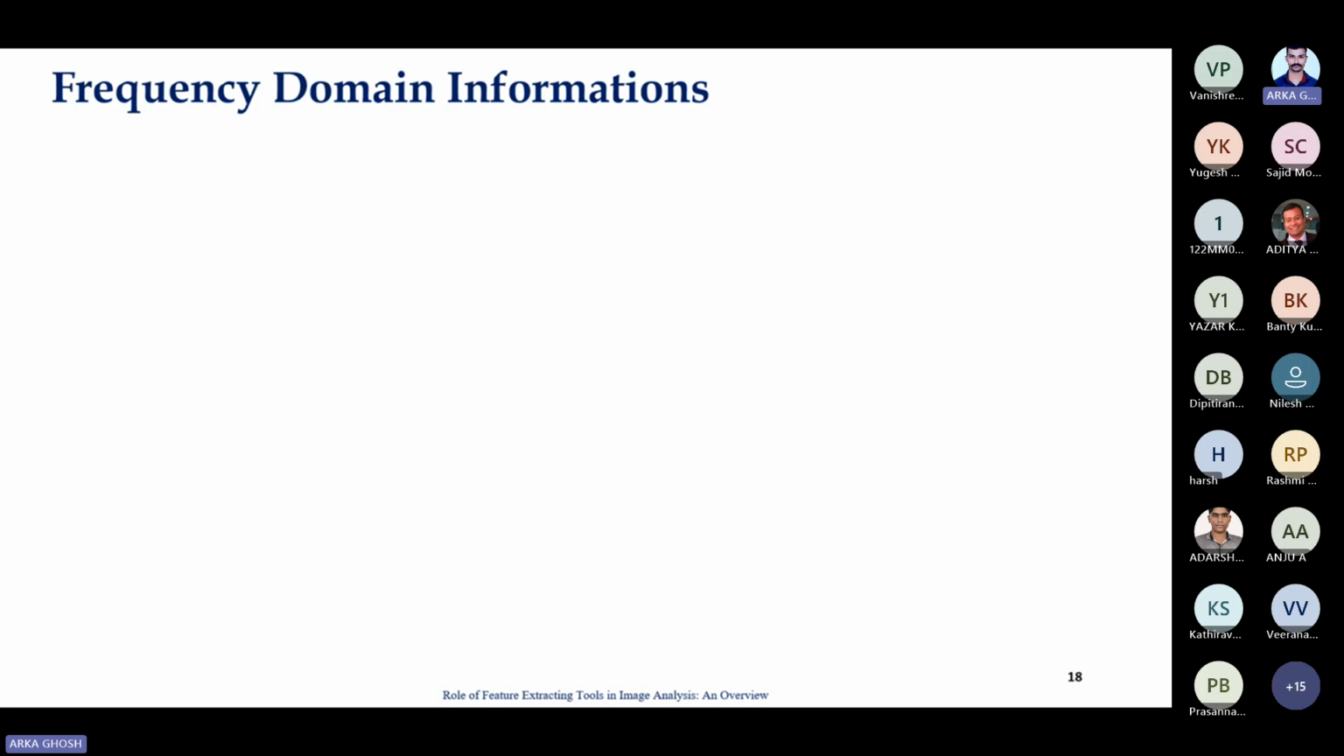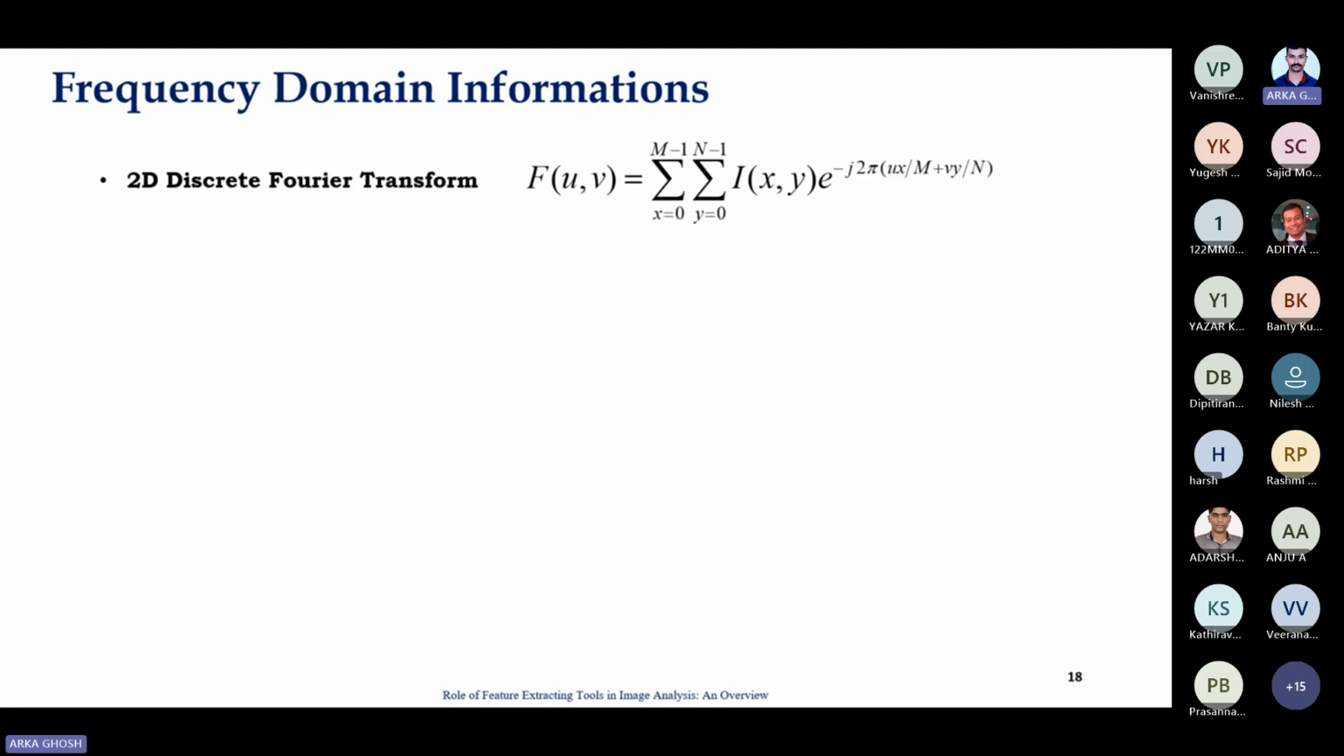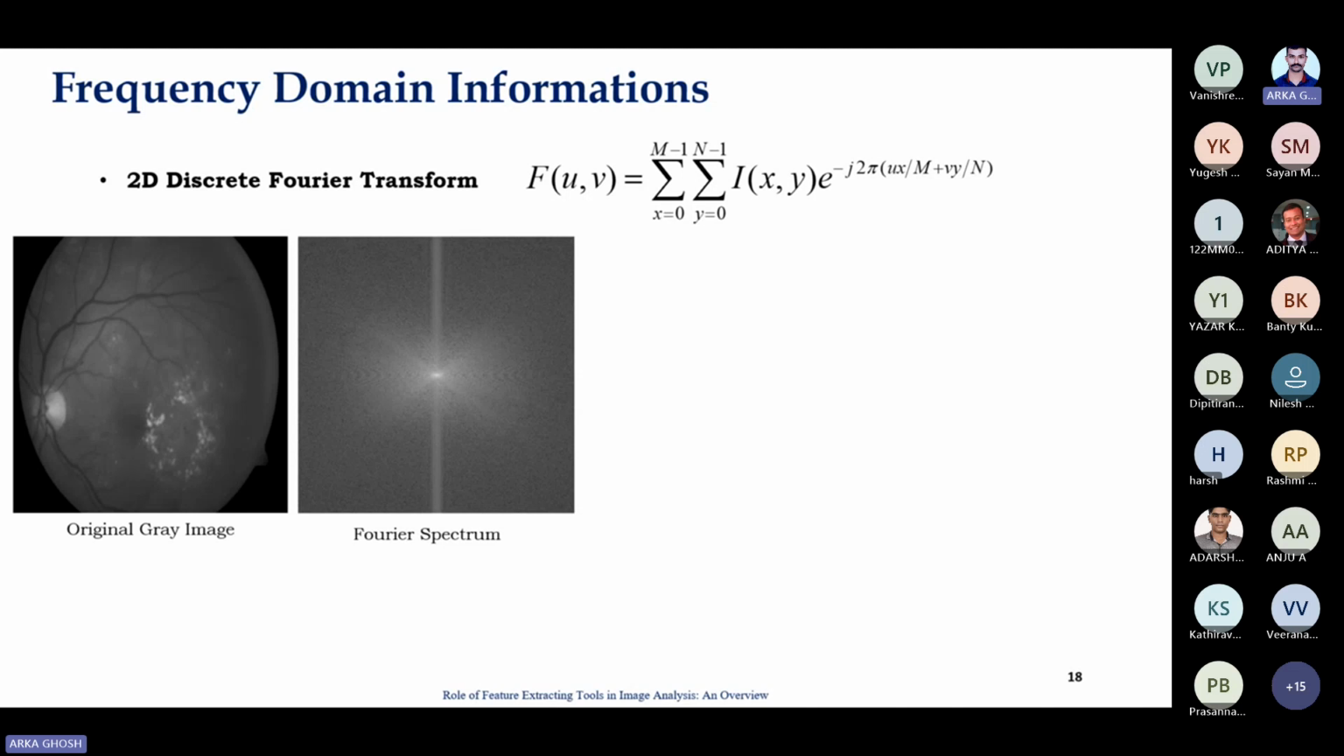Now let us discuss the frequency domain information. If we want to know the frequency information of an image, we need to perform the 2D discrete Fourier transform. The Fourier transform gives us the intensity distribution of that image at different frequency locations. If we consider this as an image, its frequency spectrum will look like this: the highly intense region is at the center, and then it is distributed throughout the image. That shows how the intensity of the image is distributed across different frequencies.